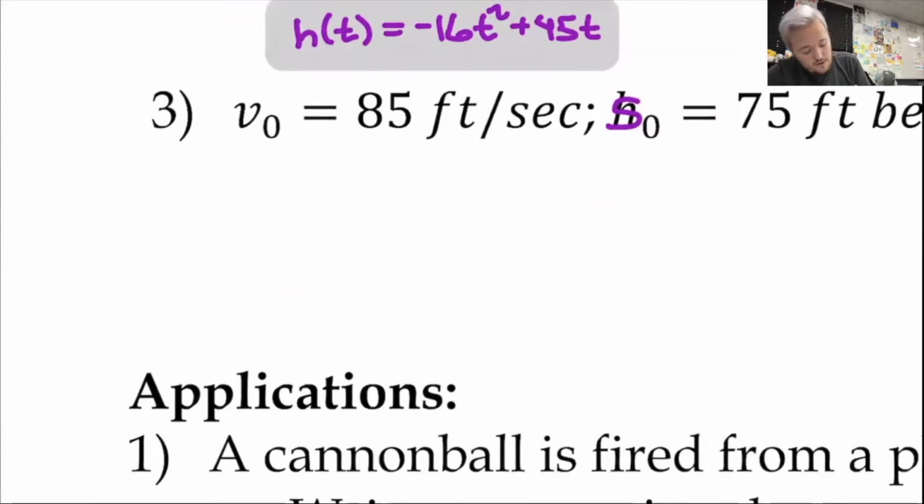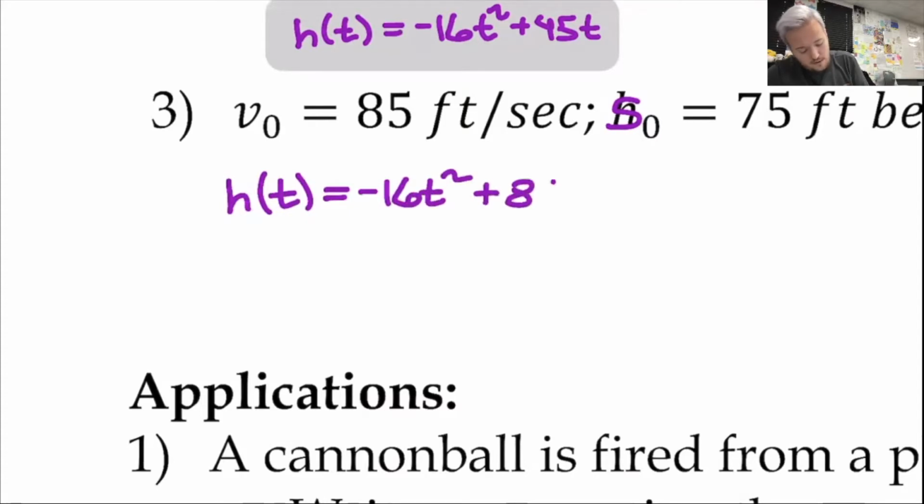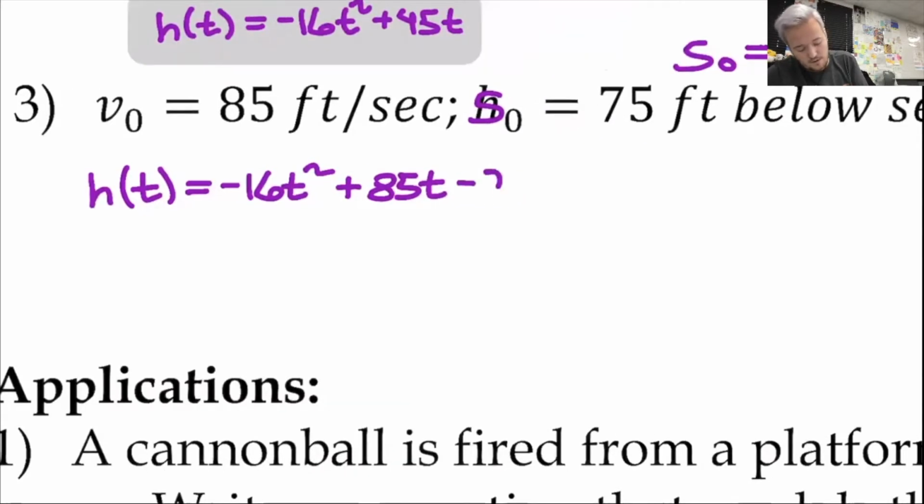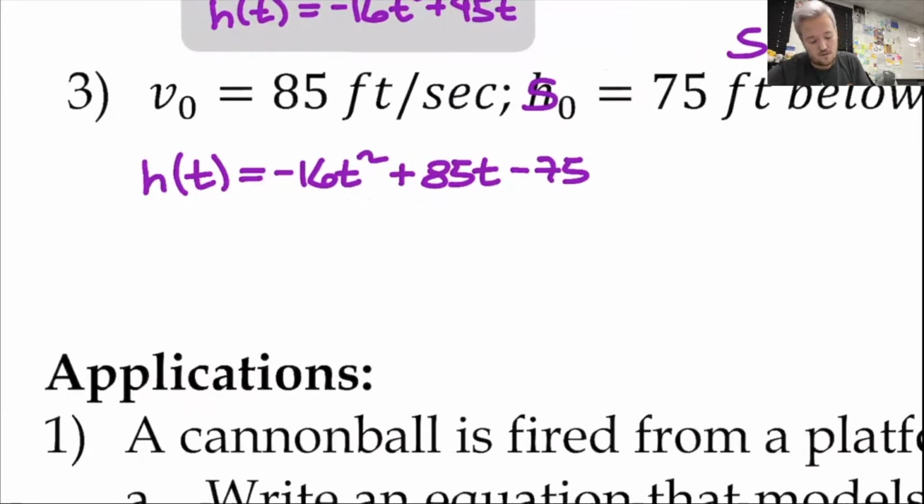All right, so your equation here, h of t, we have negative 16t squared, plus the velocity, which is 85 feet per second, and we have below sea level of 75 feet, which is going to be your position. So this is going to be your representative equation for this scenario.